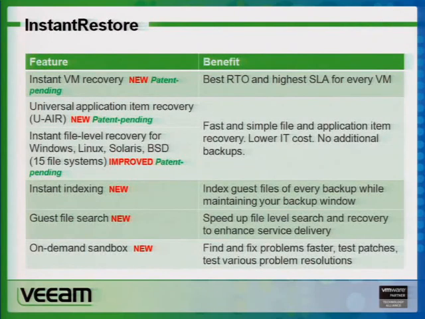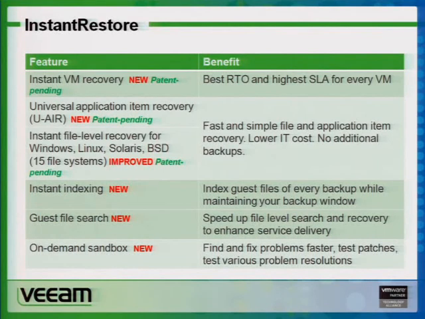So taking a look at Instant Restore and the features and benefits that we have in there: Instant VM Recovery, your best possible recovery time objectives and your highest SLA for every virtual machine that you're backing up. Universal Application Item Recovery, which is new in version 5. But we've also had our instant file level recovery for Windows, Linux, Solaris. We're expanding that to 15 different file systems now through an integrated wizard. So we've had fast file level recovery for over 2.5 years. We pioneered that technology, and we're expanding it and growing it further.